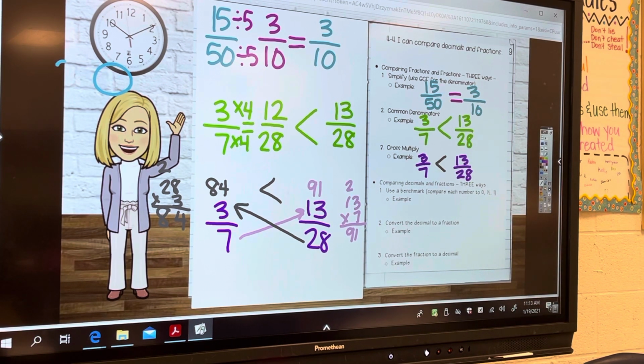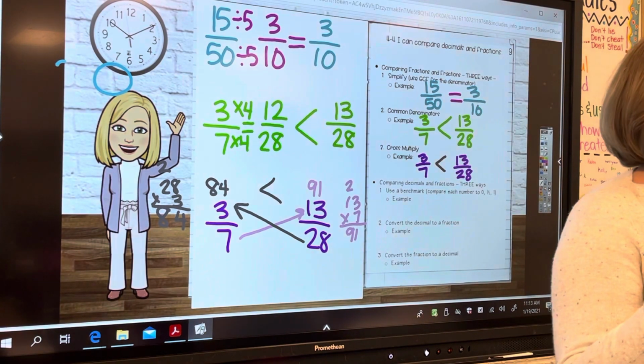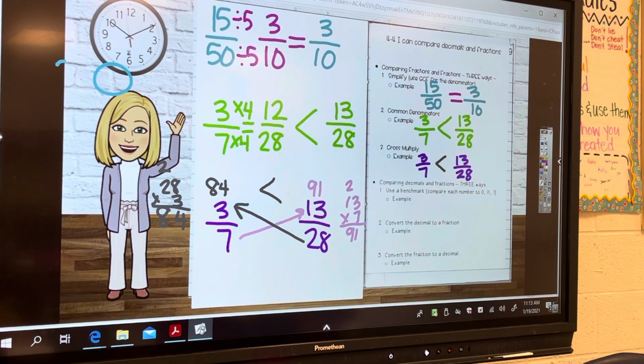A benchmark, that word is probably something that you aren't very familiar with, but you probably use a benchmark all the time. You just don't realize it, okay? It's when we compare something to something else. So, I'm going to use a non-mathematical example, all right?